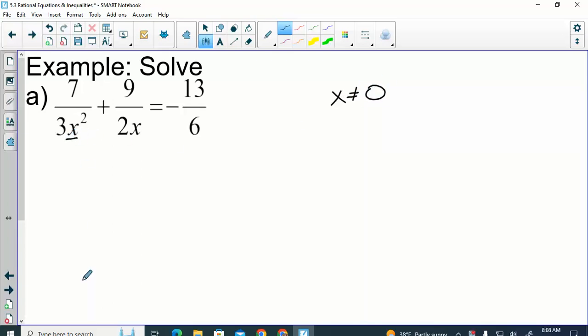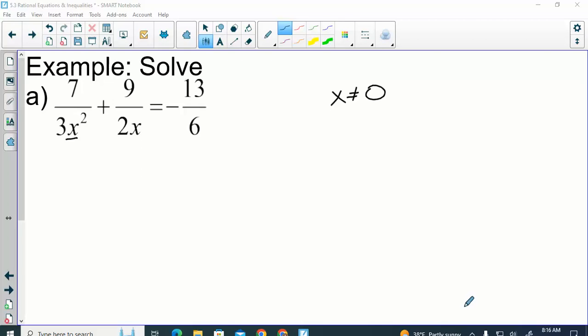Okay, so we know that in a fraction, the denominator can't be 0. So if I look at this, the only thing that would make 3x squared equal 0 is a 0. The only thing that makes 2x equal 0 is a 0. Does 6 ever equal 0? No. So that's all we have to worry about.